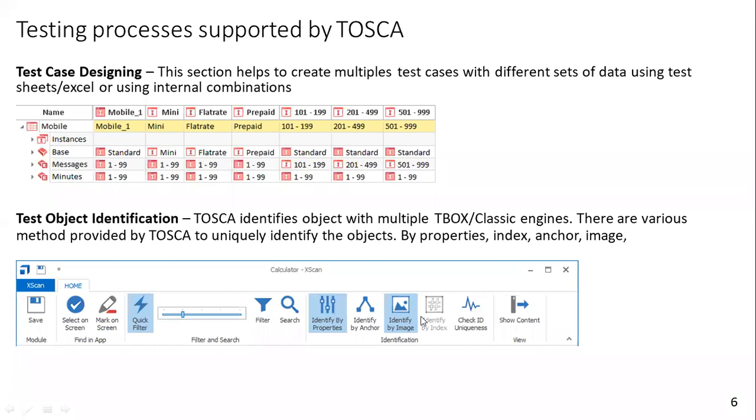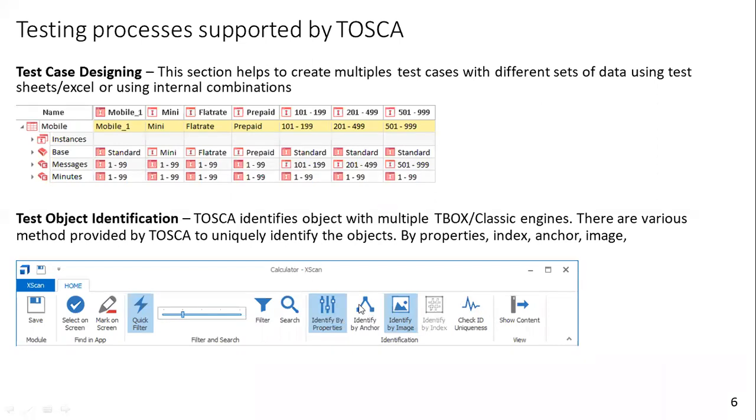If you go to QTP, the only thing you will get is identify by properties. If it is not identifying, then you have to use descriptive programming. In Selenium, you have to use concepts like parent and sibling. Similar concepts are identify by anchor, identify by image, and indexing, which are other methods by which Tosca identifies the test objects very easily.